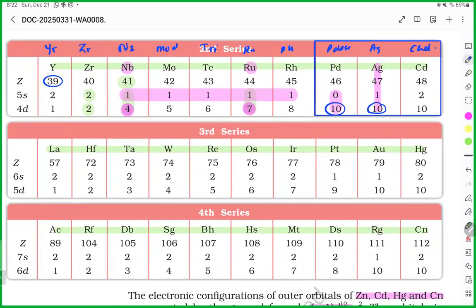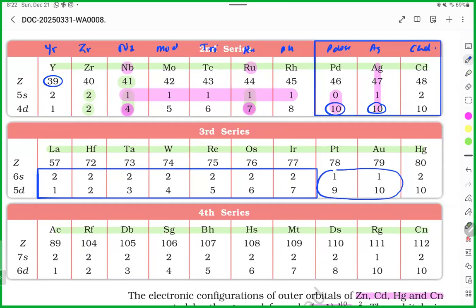Then again you will ask, sir, up to this it was still fine, we were trying to cope up. In the next round, again there is no exception in the first seven elements. And then suddenly here, it is not like 6s2 and 6s0 and 5d10. It's not like the above one. The reason is here you had lanthanoids in between, after lanthanum.